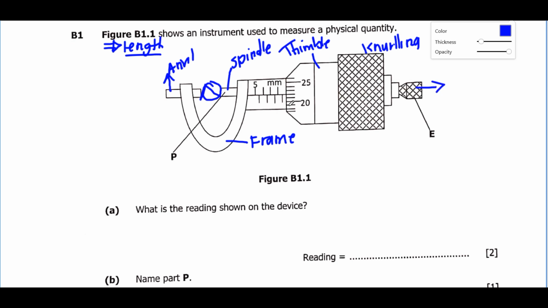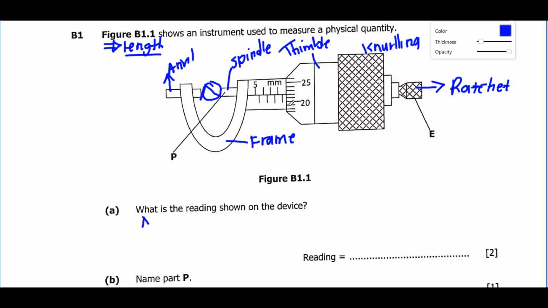Then we have structure E called the ratchet. So the ratchet is used to move the spindle back and forth, and also to prevent pressure from being applied on the object whose length is being measured. So now let's have a look at question A.